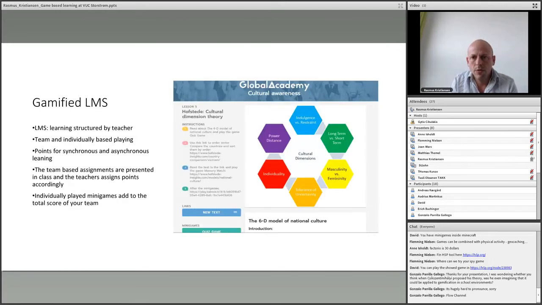We tried to bring some of these elements into a gamified learning management system, maybe both to simplify it for the students and for the teachers, so this could be used anywhere. So this is our Global Academy, which is a team-based gamified LMS system. First off, you can have your teachers structuring your learning as normal, but it will include different kinds of games, and you play these games both in teams as well as individually. And some of the points you receive as a team are given by the teacher, and some of them are given by the points you achieve by playing some mini games.